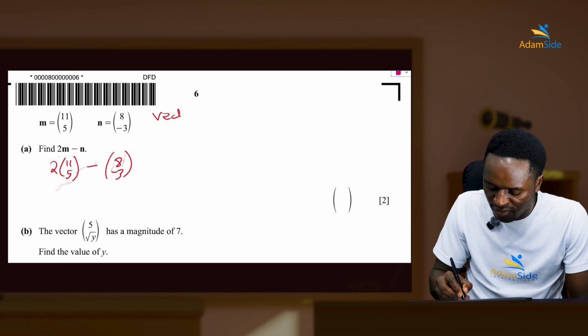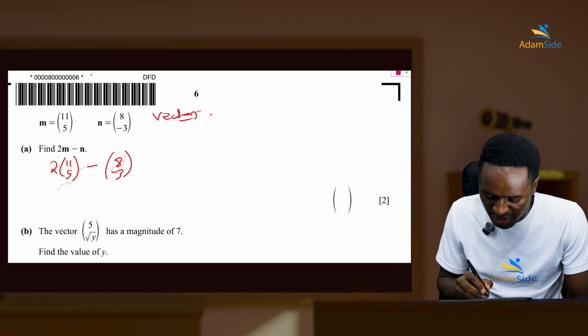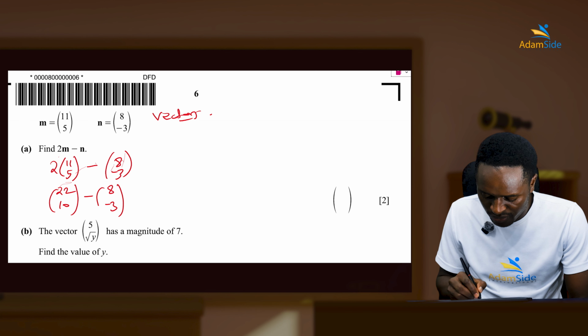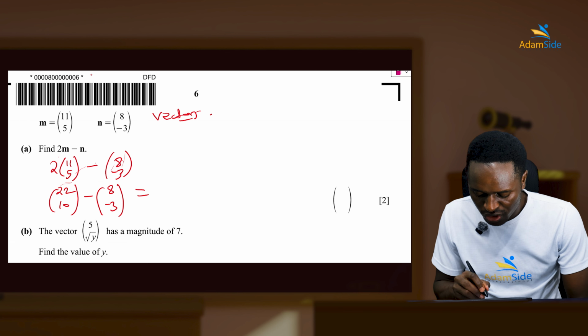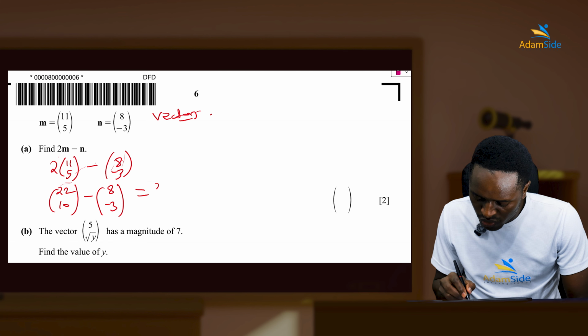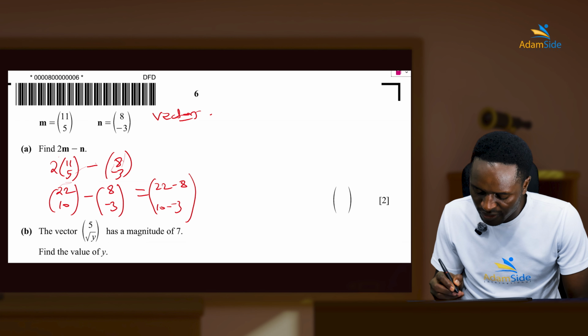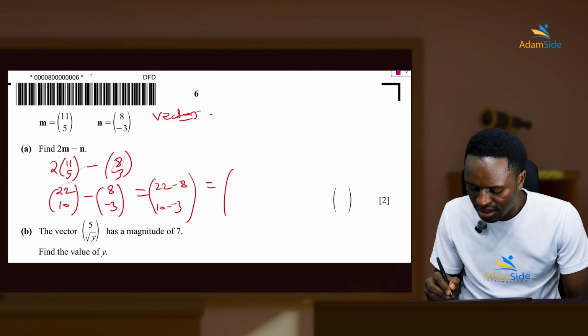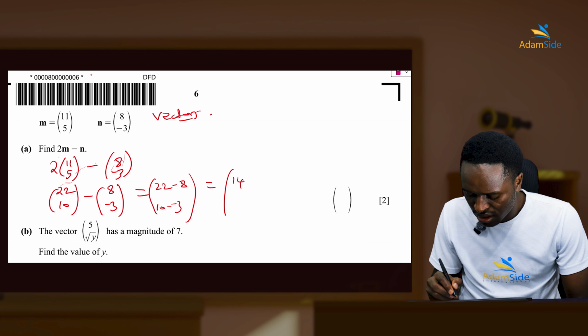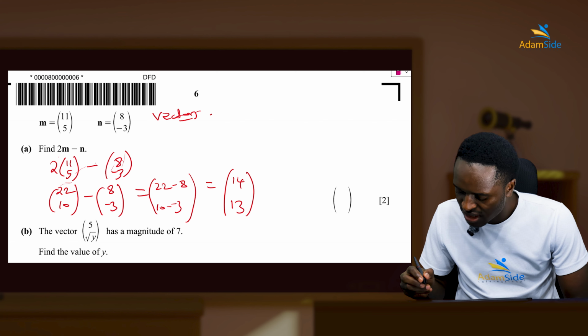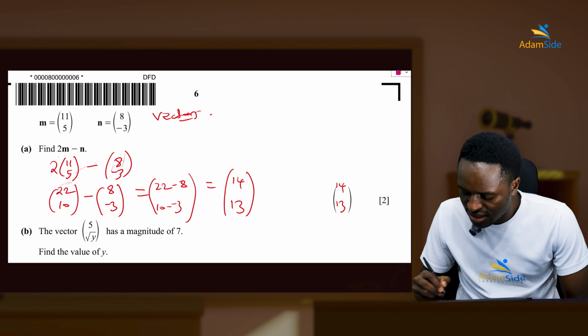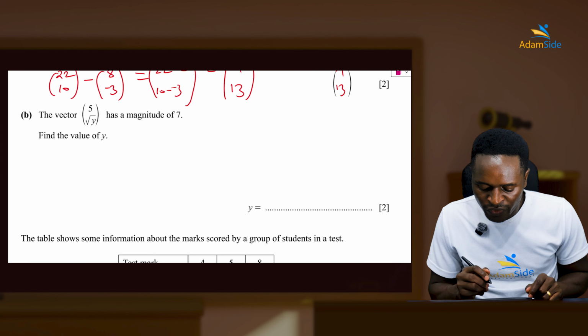So this is the topic of vectors. You multiply: 2 times 11 is 22, 2 times 5 is 10, and then minus 8, minus 3. x and x: 22 minus 8, and y and y: 10 minus 3. So what do you get? 22 minus 8 is 14, and 10 minus 3 is 13. So the answer is 14, 13. That's the vector, vector (14, 13).